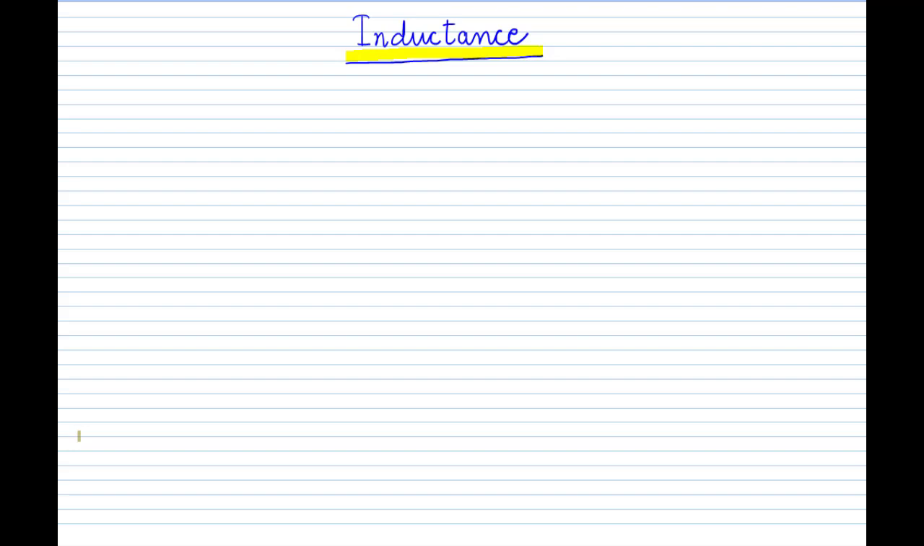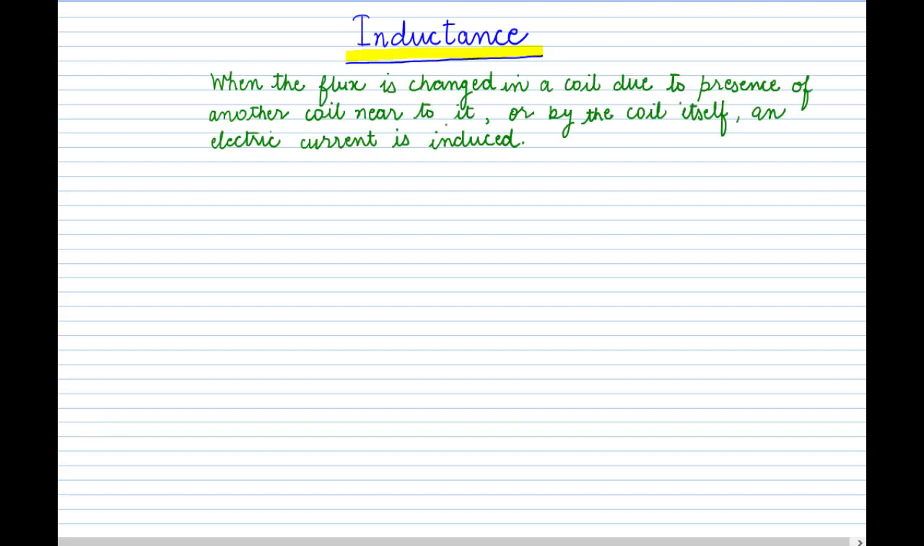So what is inductance? Whenever we have any magnetic flux and this flux is changing in a coil due to another coil which is near to it, or maybe in the same coil, then an electric current is induced. So whenever there is a change in the magnetic field due to one coil in presence of the other, then some electric current is induced. That is what is known as inductance. So whenever there is a change in the flux due to the coil itself or due to any coil near to it, there is an induced EMF, which we call inductance.